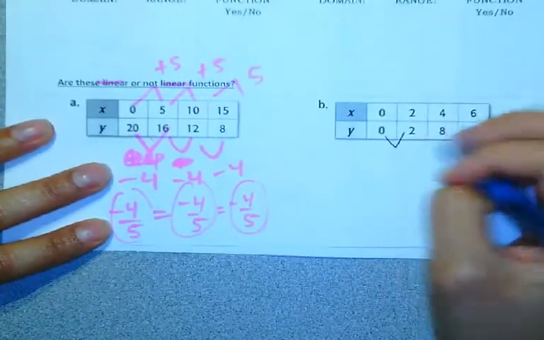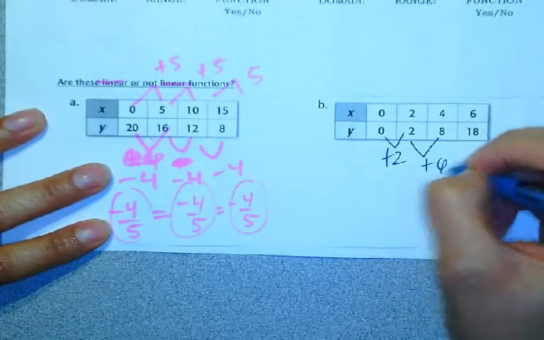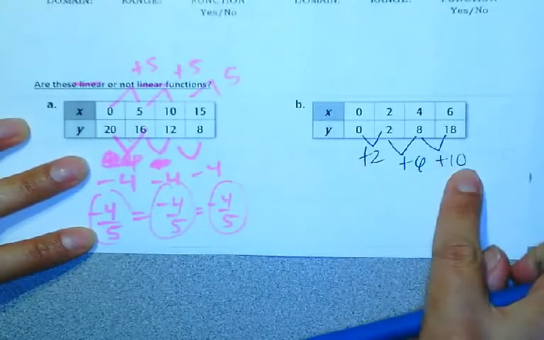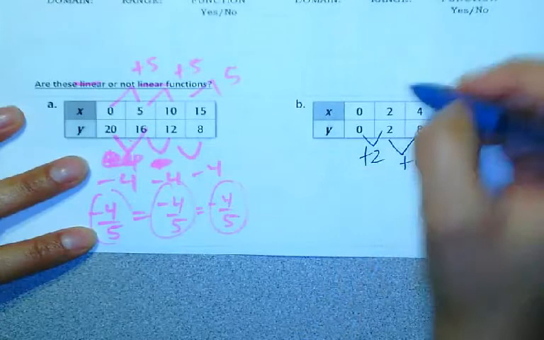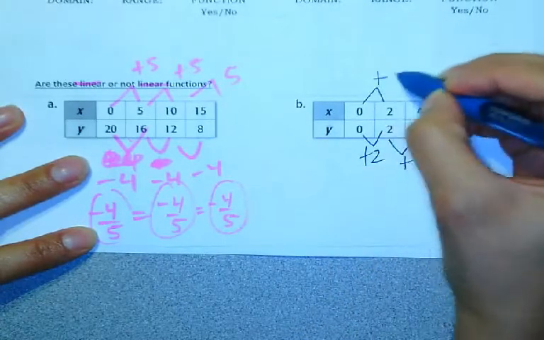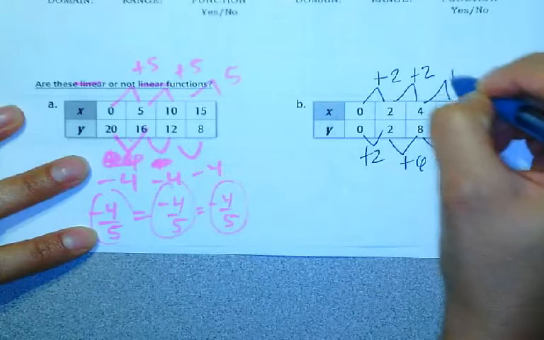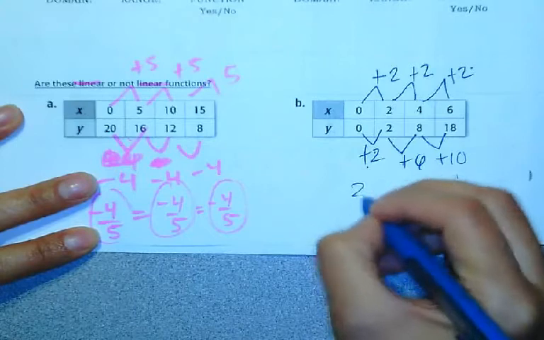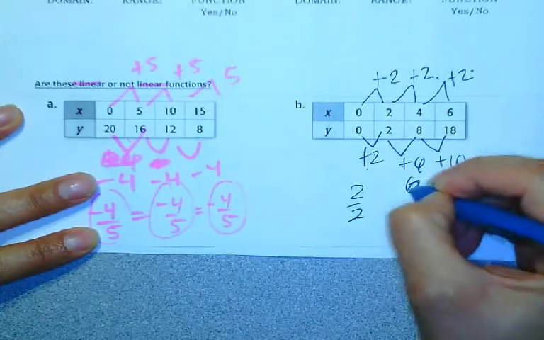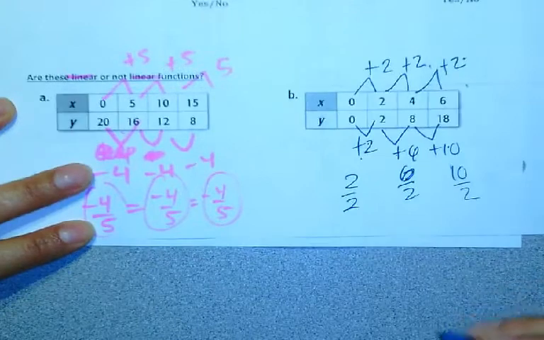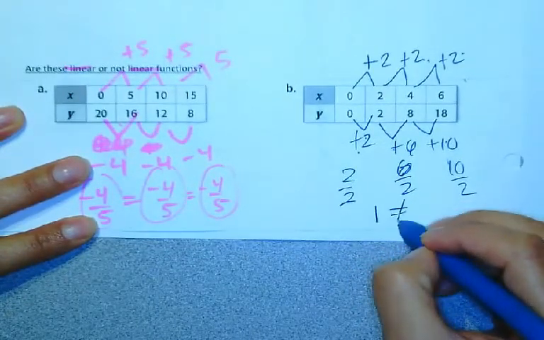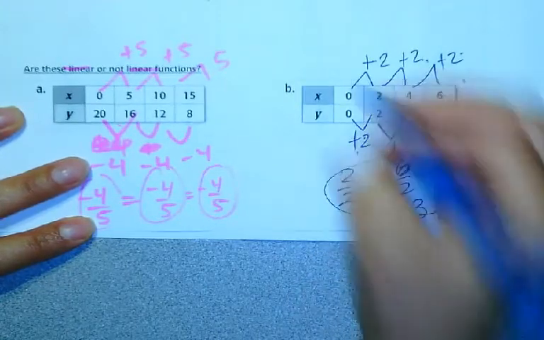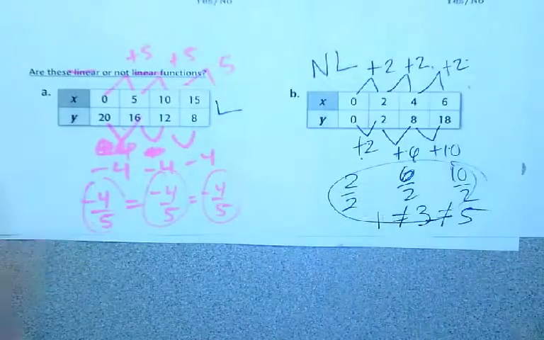In this case, you have over here plus 2, plus 6, and plus 10. This doesn't necessarily mean that they are not linear, okay? But when we go over here, we notice that these are consistent, plus 2, plus 2, plus 2. So we already know that the ratios will be different. You will have 2 over 2, 6 over 2, and 10 over 2. And we already know that 1 is not equal to 3, and 3 is not equal to 5. So the ratios are not the same, so this is not linear, and this would be linear.